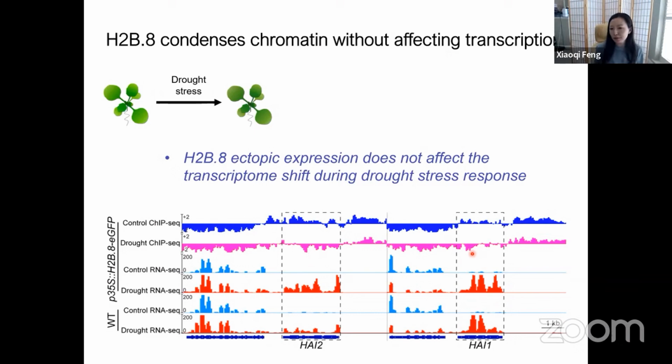And this is very unusual because chromatin condensation is typically associated with transcriptional suppression. So our study not only addressed the long-standing question regarding how the sperm nuclei are condensed in flowering plants, but also through this revealed a novel mechanism of chromatin condensation that is compatible with transcription.